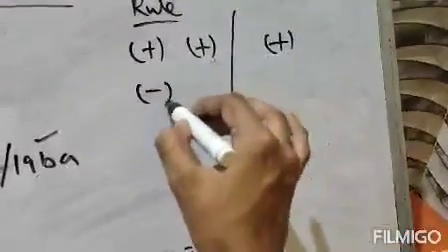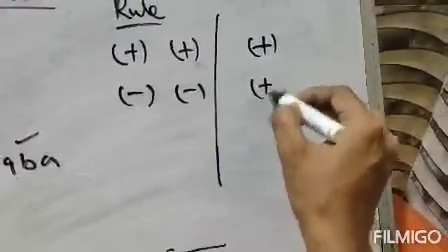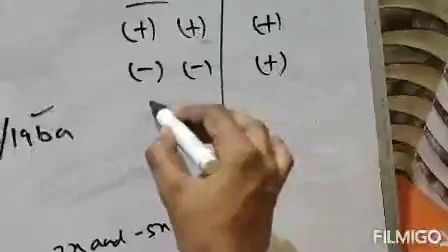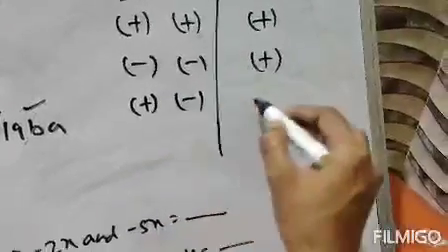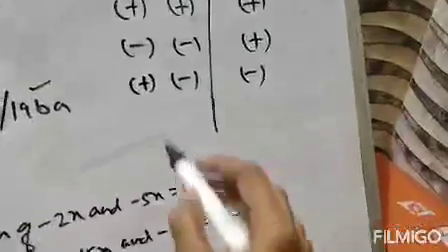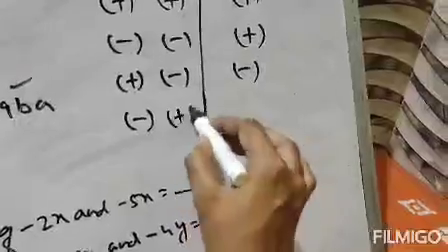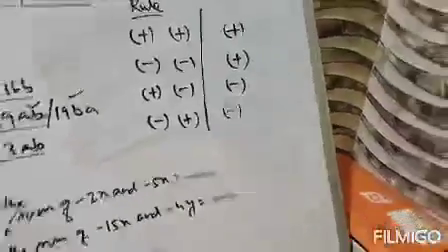When both the operations are minus, the resultant operation will be plus also. When one operation is plus and one operation is minus, then the resultant operation will be minus. Also, when one operation is minus and one operation is plus, then the resultant operation will be minus. Just note it down in your copy.